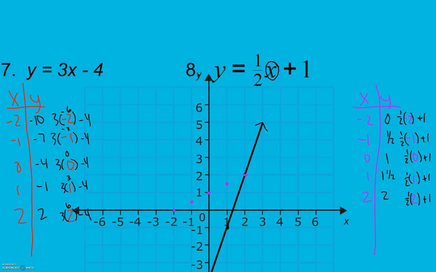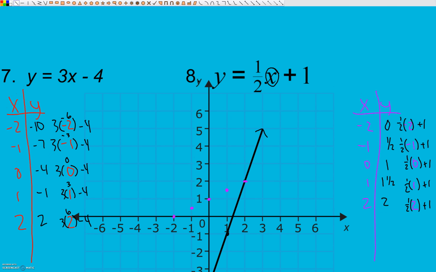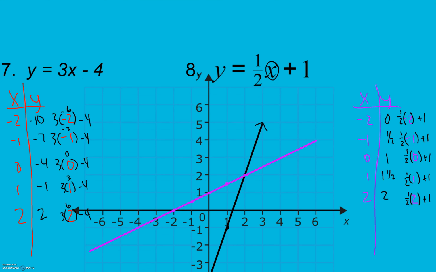I'm going to connect these with my straight edge. Make sure it goes through all your points, and an arrow to show that they continue.